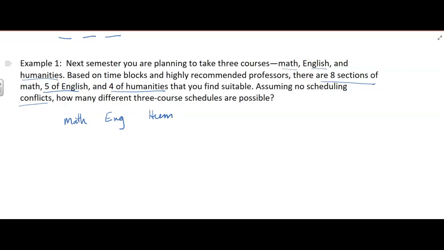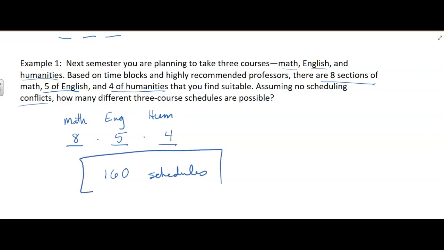You could make a tree, but I'm not going to because that'll just take a lot of space and I don't need to. So what my probability teacher, he would have us put blanks underneath what we're choosing. Okay, and then you filled in the blanks. So how many choices are there for math? 8. How many for English? 5. How many for humanities? 4. And then you're going to multiply these together. So let's see, 5 times 4 is 20, 20 times 8, that's 160 schedules possible for our 3 courses. Okay, so that's how we get it.